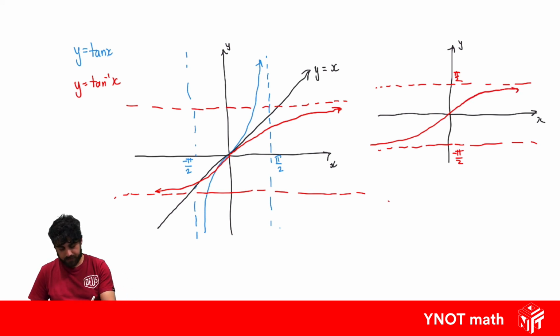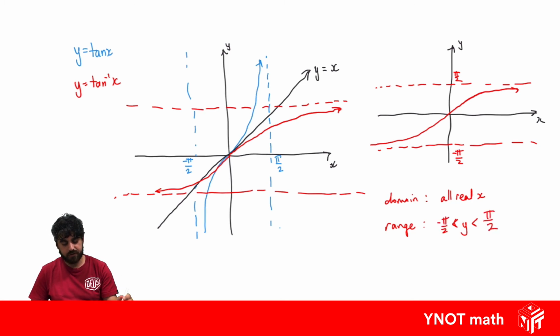So our domain is actually all real x, and our range is that y is between, not equal to, y is between minus pi on 2 and pi on 2. So you can see if we just kept extending our original tan function, it would have created not a function for our inverse tan.